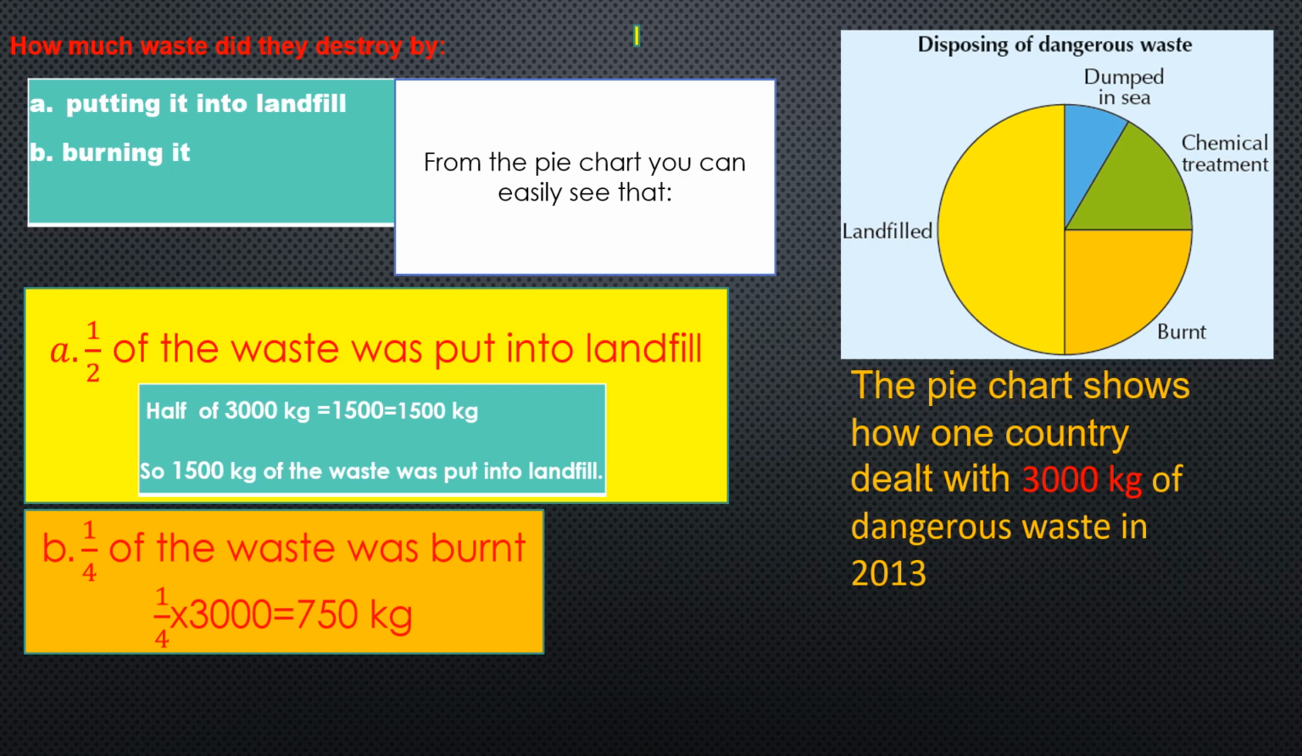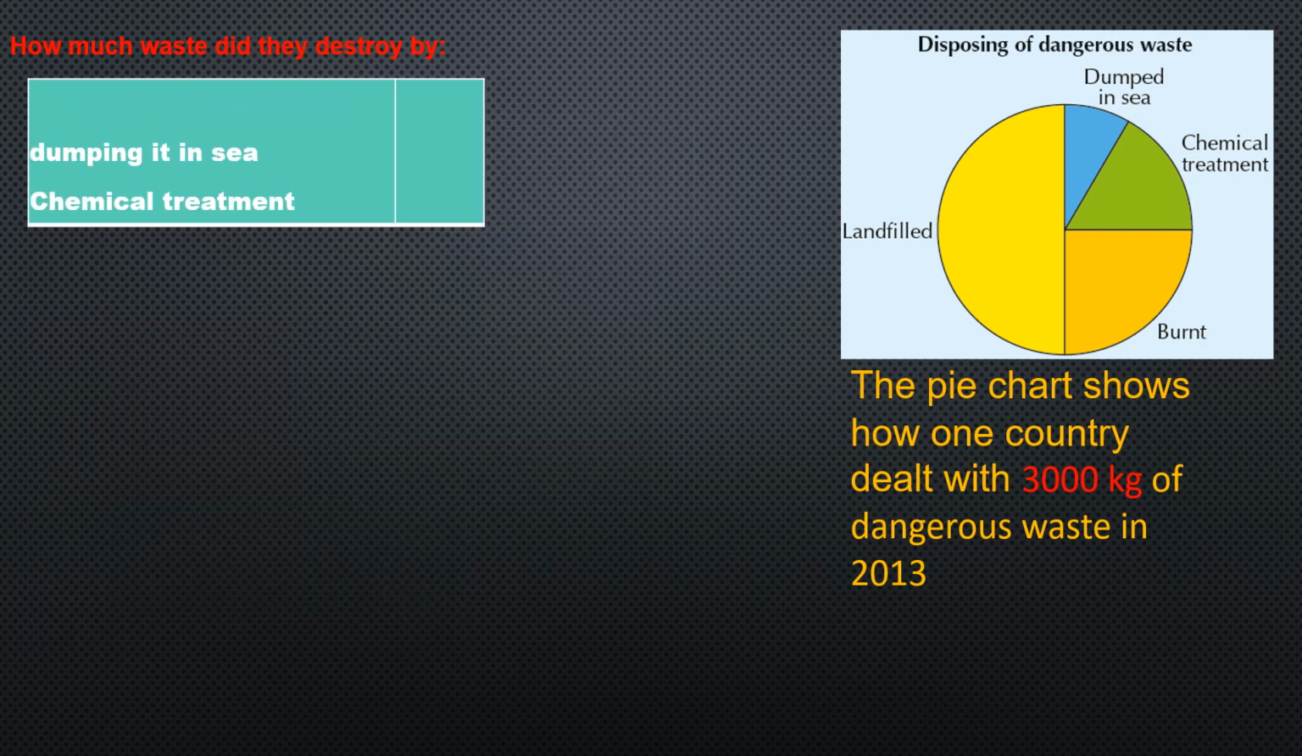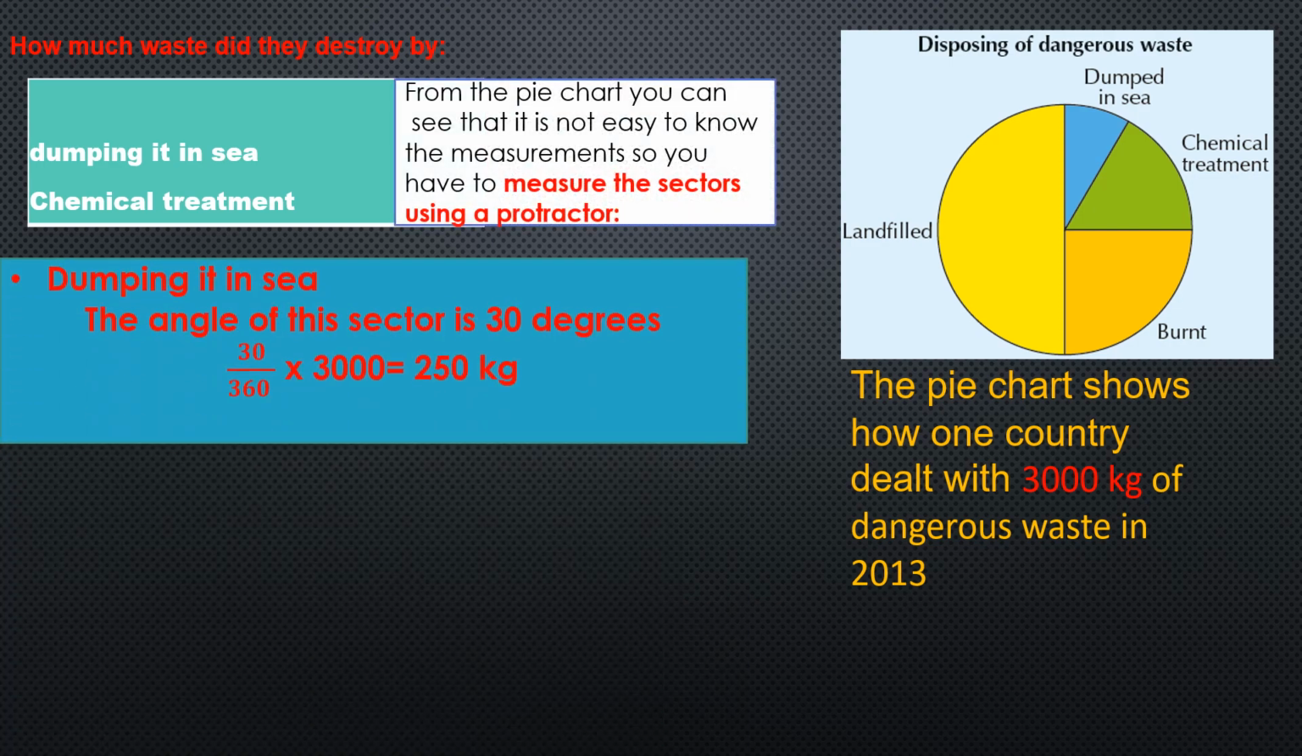Then we still have the dumping in the sea and the chemical treatment. These are not easily read fractions, so you have to measure the angles of each sector from these two. You do it by using a protractor to measure the angle. Dumping it in the sea, which is represented by the blue color, if you measure it, you will get 30 degrees.